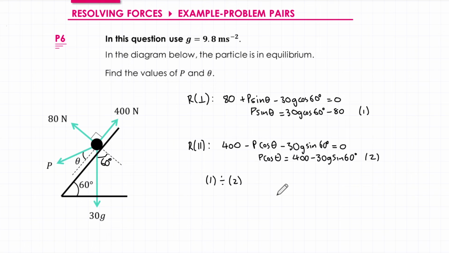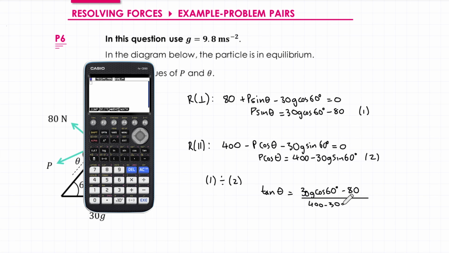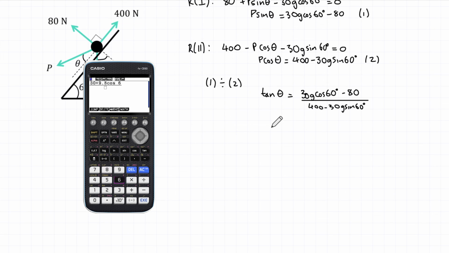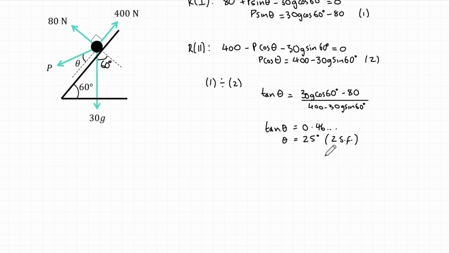P sine theta divided by P cos theta gives us tan theta, which equals 30g cos 60 minus 80 over 400 minus 30g sine 60. And if we put that into our calculator, we get tan theta equals 0.46 and so on. And then if we do inverse tan, we get theta equals 25 degrees to two significant figures. Recall that we're using g as 9.8 here, so that's why we get 2 sig fig here.